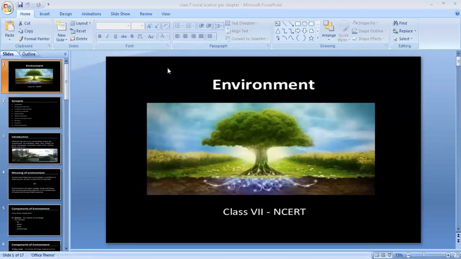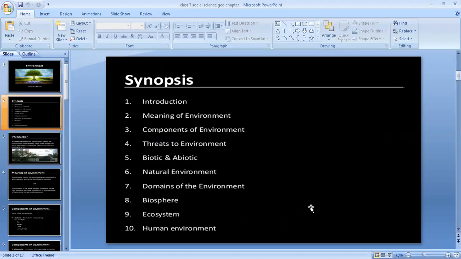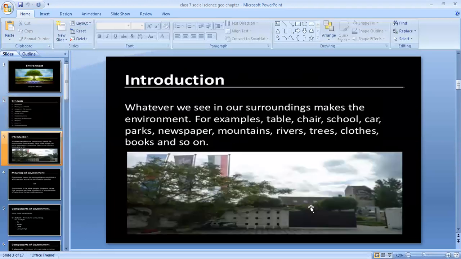So in this chapter you have to study these topics. First is introduction, second is meaning of environment, then components of environment, threats to environment, biotic and abiotic, natural environment, domains of the environment, biosphere, ecosystem, and last, human environment. One by one, we will study. First, the introduction of the environment.